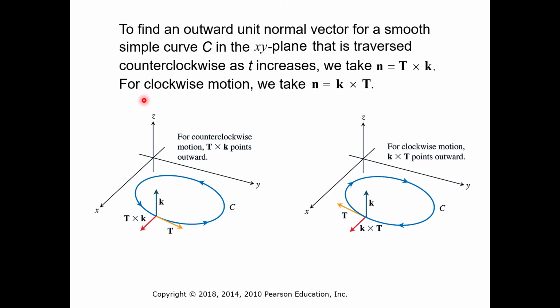If we're doing clockwise motion along our curve, so clockwise motion, notice k is still pointing the same way, but T points in the direction of travel, so it's actually pointing the other way from this image over here. And so when we do the cross product now to get n, we're going to cross k with T. So just change that direction, and that's going to give us this outward unit normal vector n.